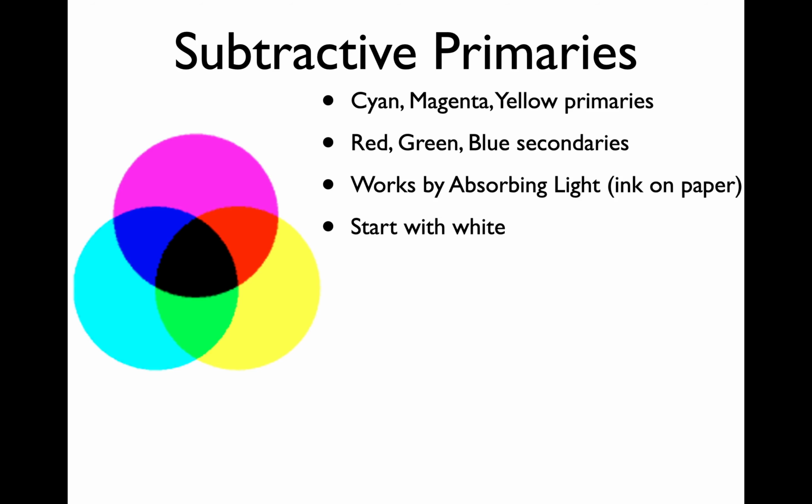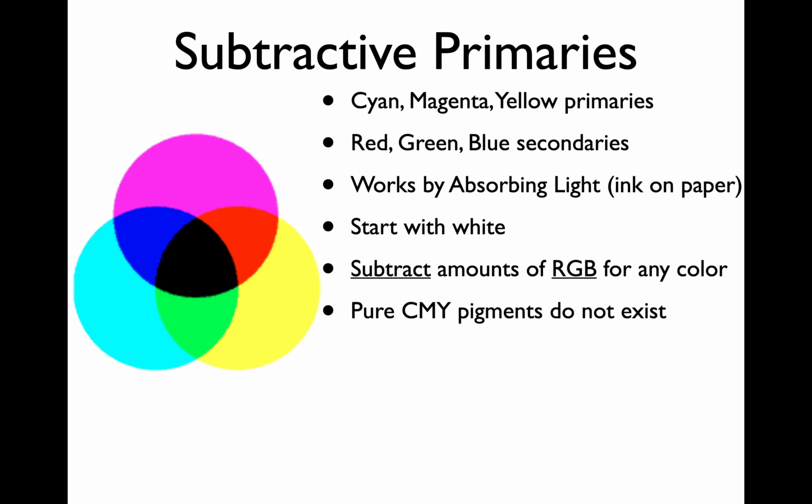Okay. You start with white. It's the exact opposite. Remember, in an additive system, we started with black. That is not the case in a subtractive system. In a subtractive system, you start with a piece of paper, usually a white piece of paper. You then add inks to them, to subtract light. You can subtract different amounts of RGB for any color.